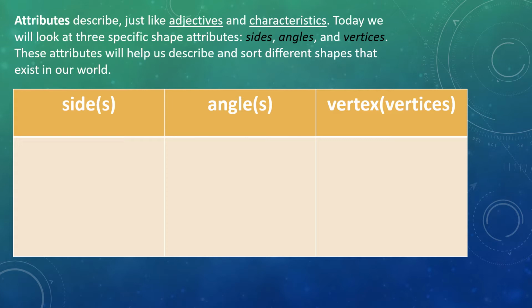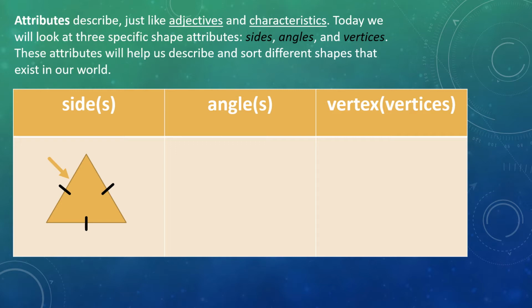Today, when we are looking at shapes, we are going to be looking at three specific shape attributes: sides, angles, and vertices. These attributes will help us describe and sort different shapes that exist in our world. So let's take a closer look at these three important vocabulary words. Sides describe the lines that create shapes. Those straight lines that connect are called sides.